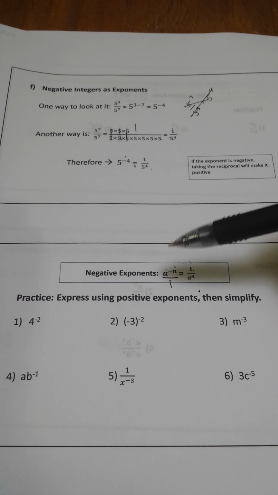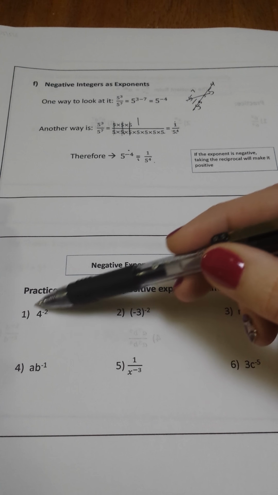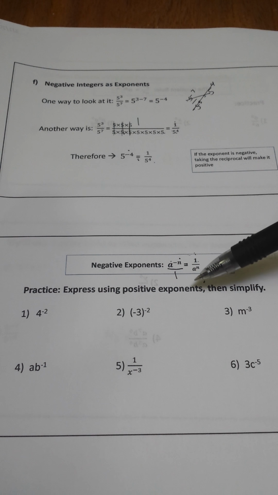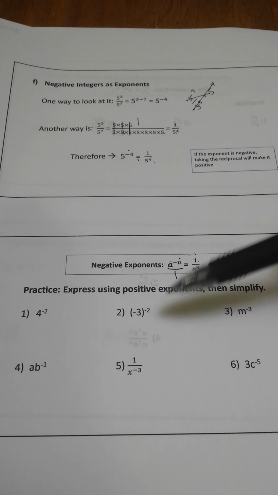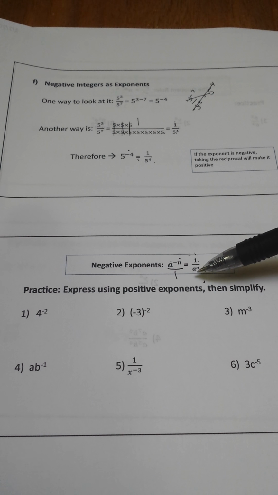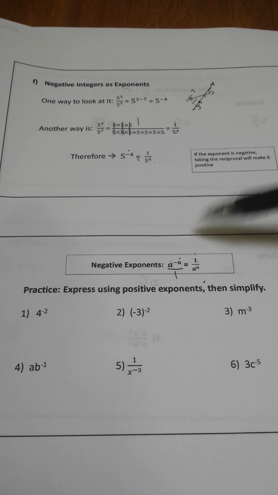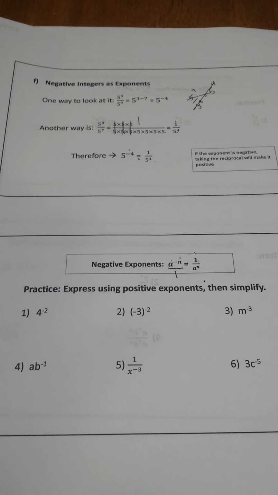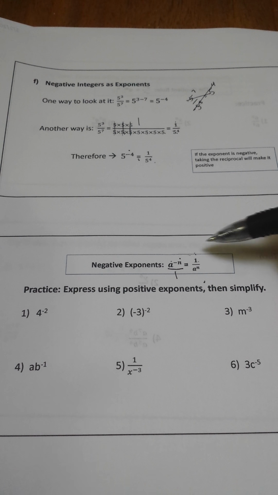If it's on the top of a fraction or a whole number, then it's going to have to go to the bottom. In the same idea, if you have a fraction where you have a negative exponent on the bottom, to turn it positive, you're going to have to flip it. It's going to have to go on top. That's really just the trick with negative exponents.